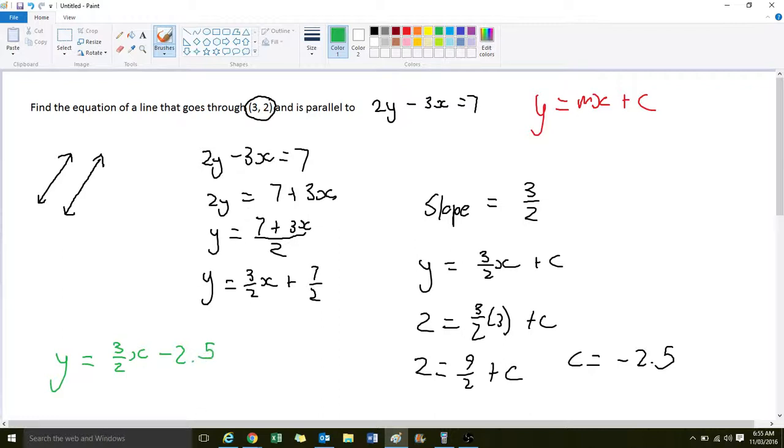Okay, so we have found the equation of a line that is parallel to this one. We know it's parallel because they have the same slope. Okay, and we know it goes through this point. All right, because we put it in and calculated a y-intercept that makes it go through this point. Okay, so that's how we solve that one.